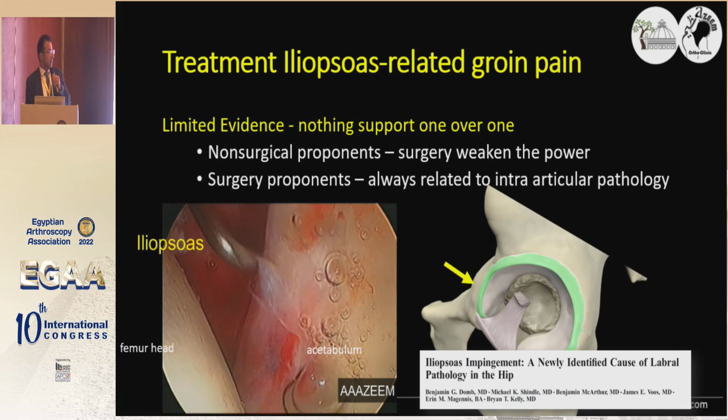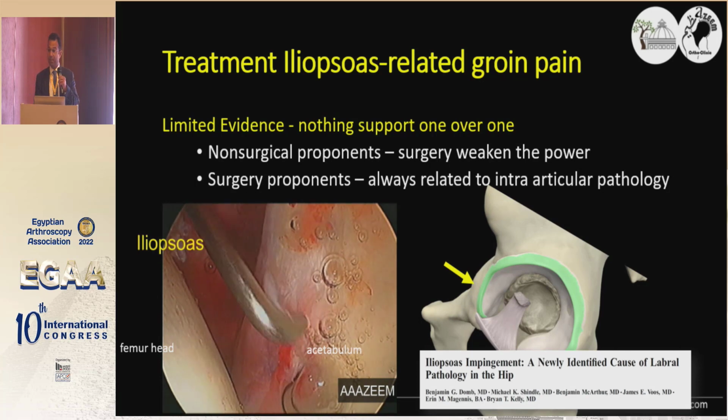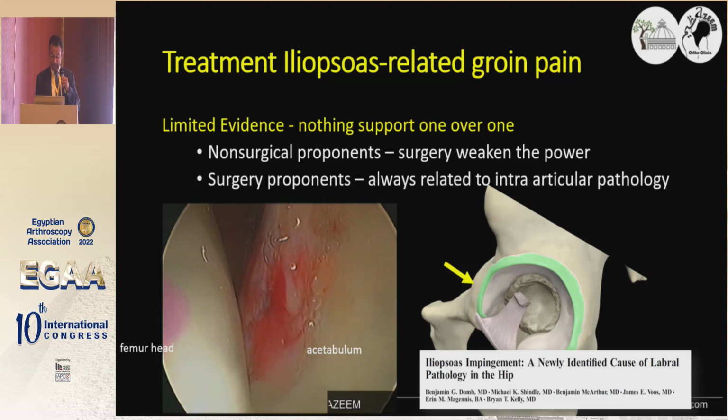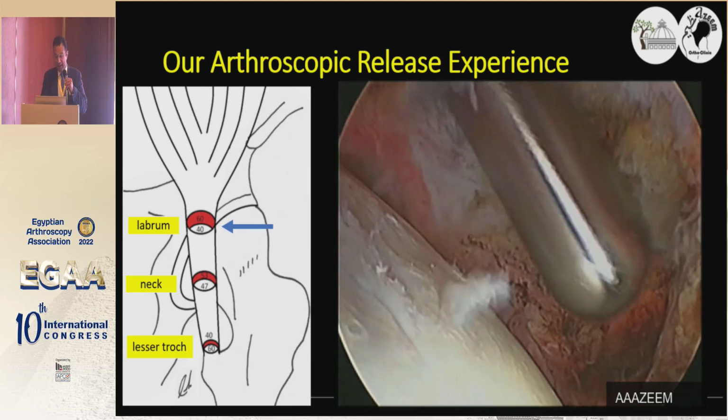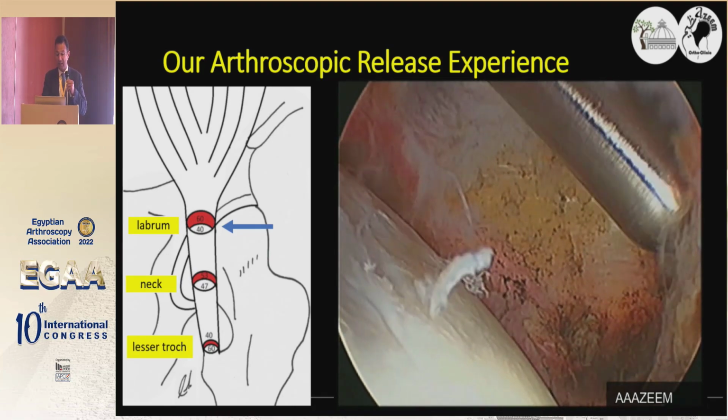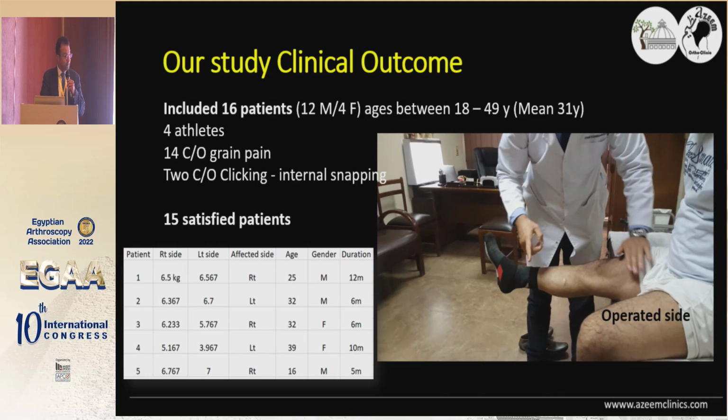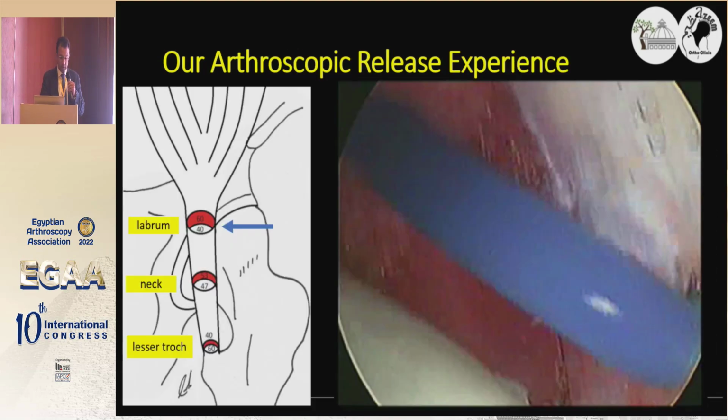In this video, they will find a congestion in the area of the iliopsoas tendon of the capsule, together with a pathology or some congestion of the anterior labrum just beneath the iliopsoas tendon. So in our experience, we release it at the central compartment. This is a video of the release. I won't go through it again.